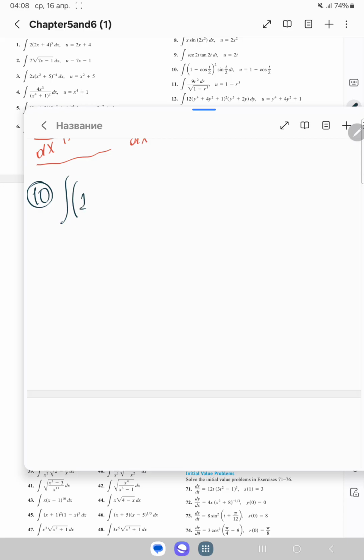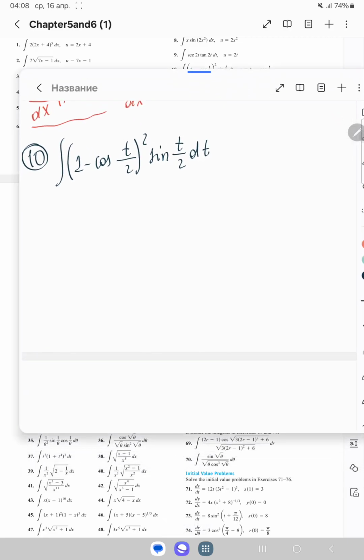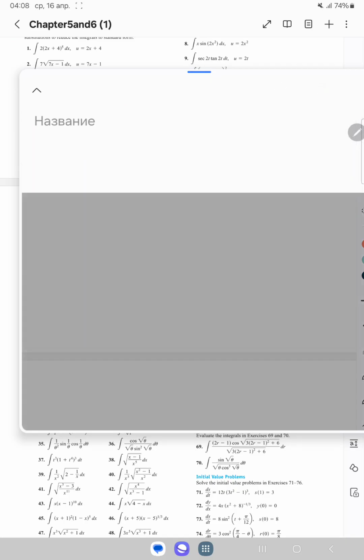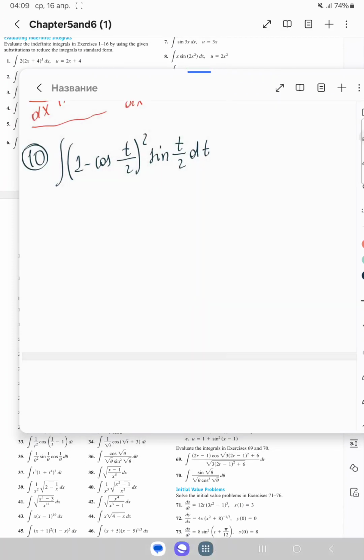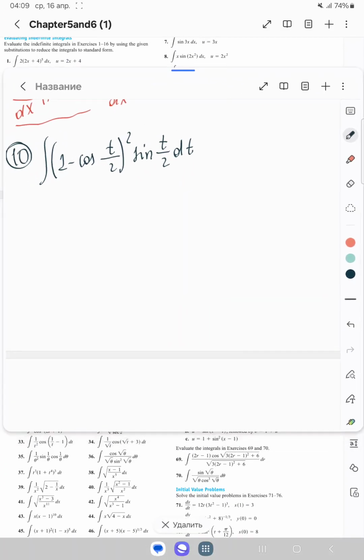Integral of 1 minus cosine t over 2 squared sine t over 2 dt. Nice. Let me take the derivative of this to the side so that I can change the pen.